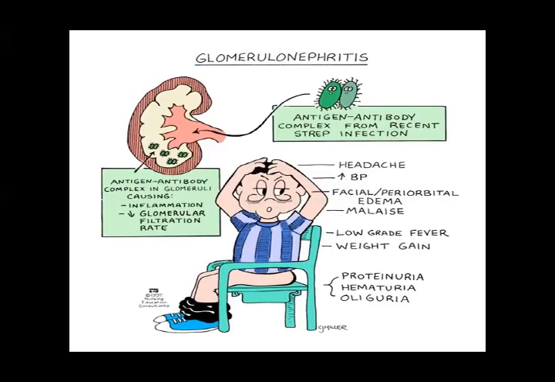Antigen antibody complex from the streptococcal infection, right? It causes headache, raised blood pressure, facial periorbital edema, malaise, low grade fever, weight gain because of edema, and proteinuria, hematuria, and oliguria. Antigen antibody complex in the glomeruli causing inflammation, glomerular filtration rate is decreased.